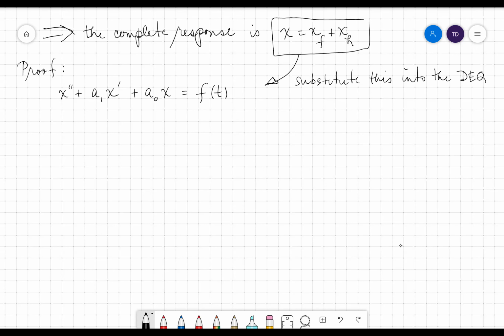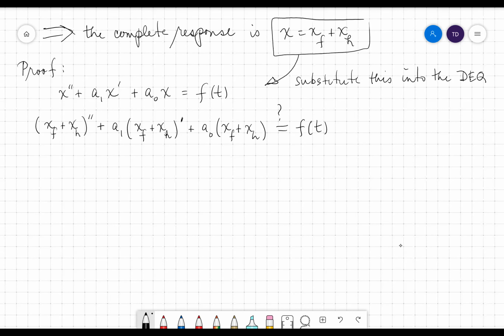We claim it's a solution, so let's see and prove that it is. Okay, so x'' = xF + xH'' + a1(xF + xH)' + a0(xF + xH). Is that equal to f(t)? I claim it is. I claim it's equal to f(t).